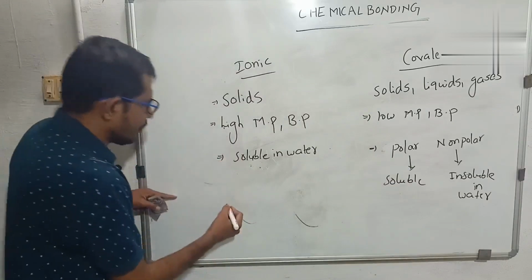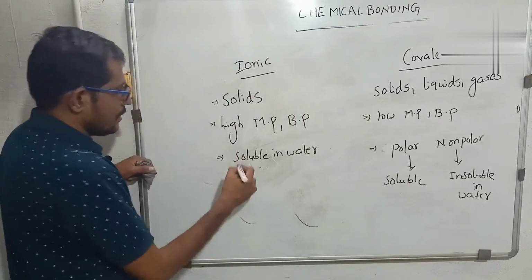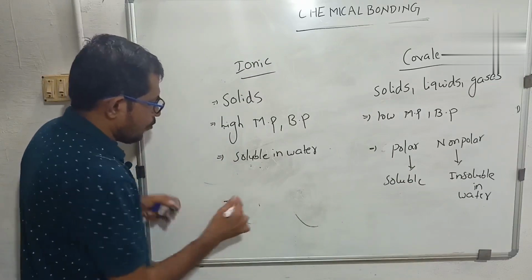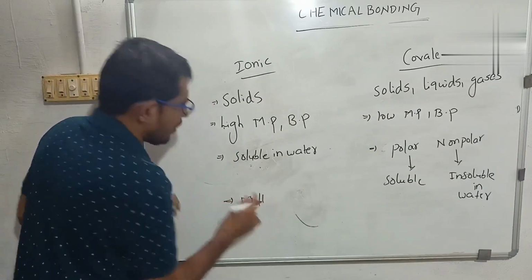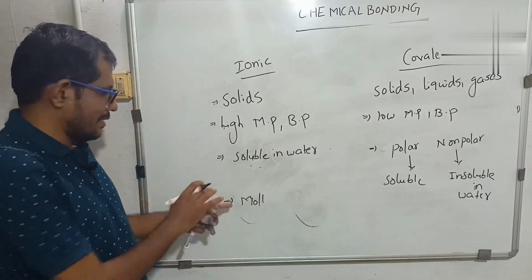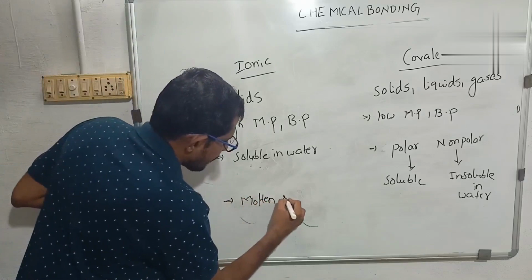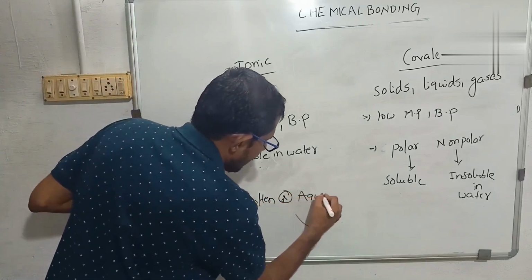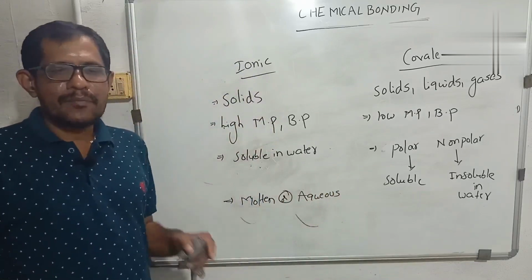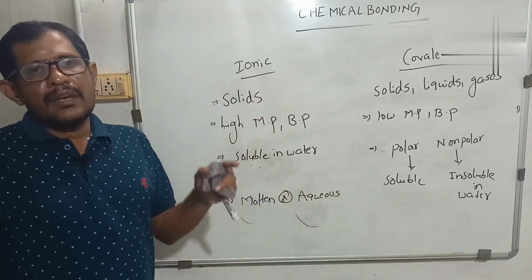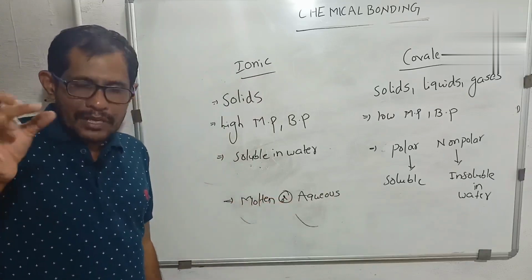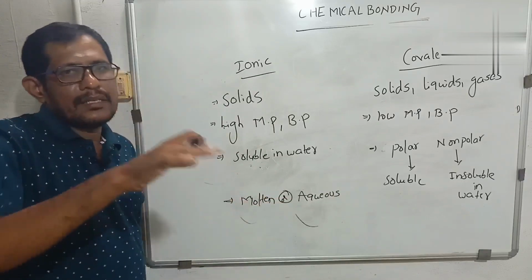Now, coming to the conduction of electricity, ionic compounds are good conductors in molten or aqueous state. In solid state, ionic compounds won't conduct electricity. What is the difference between molten and aqueous? Molten means that by heating directly, we convert the solid into liquid. Aqueous means we make it liquid by adding water to it.